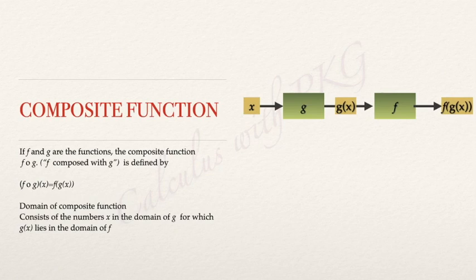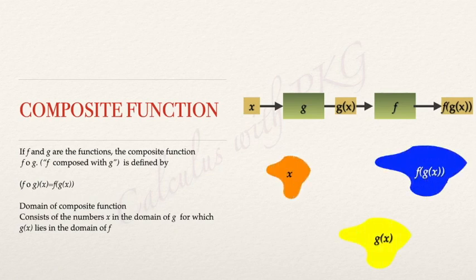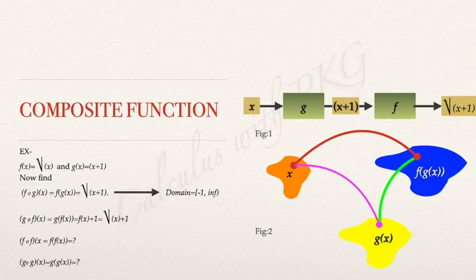Let us see another diagram of composite function, which is the arrow diagram, where x is in the domain of g, and if g of x lies in the domain of f, then the function f and g can be composed to form f of g of x. Take an example, f of x equal to square root of x and g of x equal to x plus 1. So to find f composed with g of x, first find g of x and then find f of g of x.